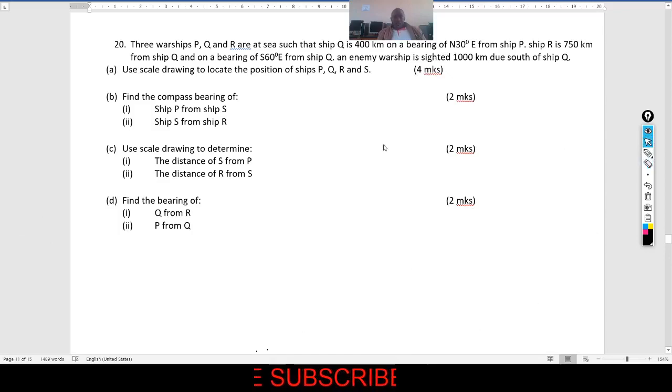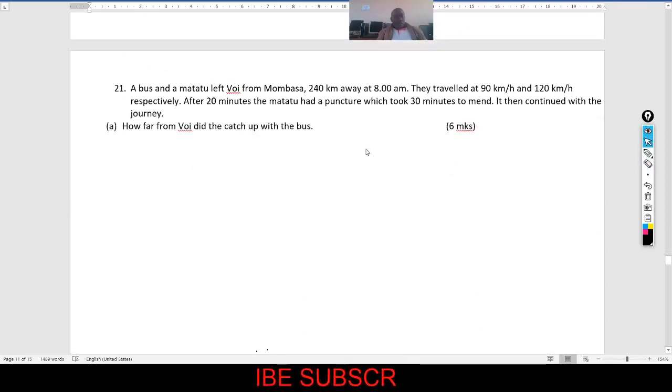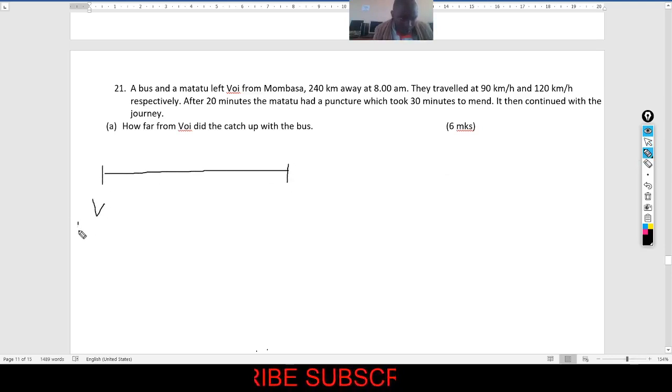Now we go to the next question, number 21. Number 21, the question is talking about a bus and a matatu that both left town. The bus and the matatu left town. So if I have something of the kind, I call here town. So let me say the matatu is here.